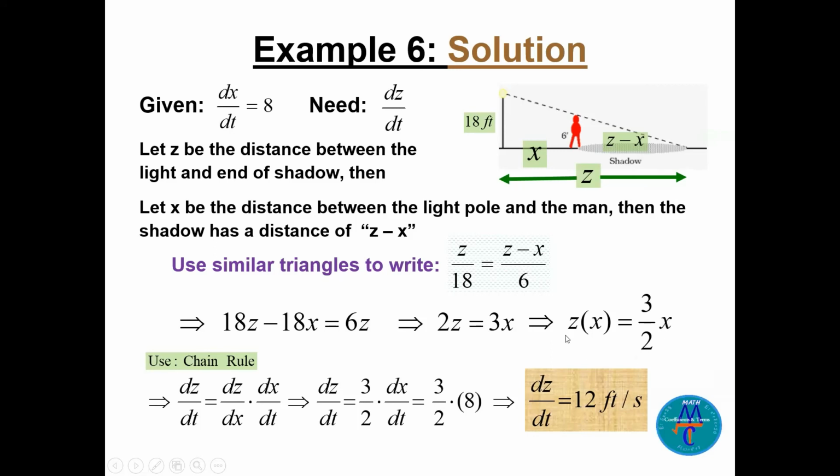That's a function Z. Now by the chain rule, what do we have here? We need dz over dt. dz over dt will be dz over dx times dx over dt. So dz over dt will be dz over dx, 3 over 2. That's the derivative here. And dx over dt is 8. It's the given speed. So 3 over 2 times 8 will be 12 feet per second.